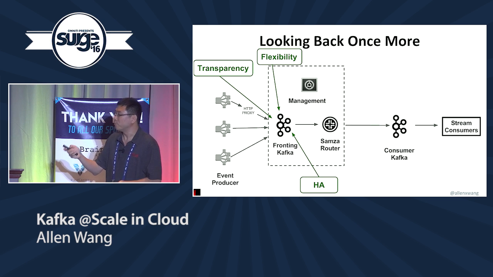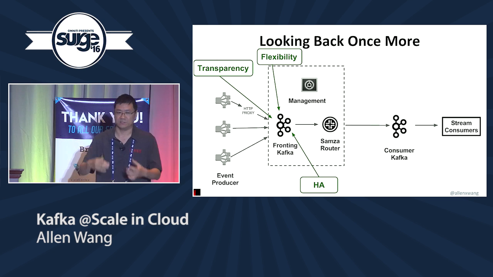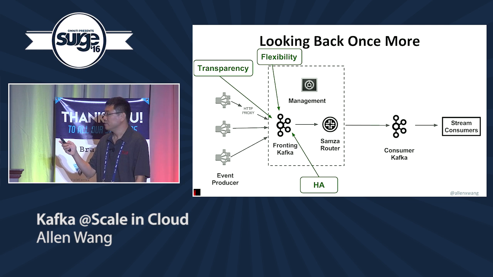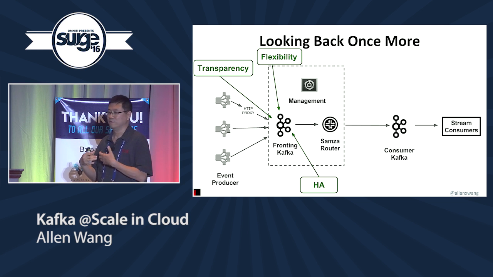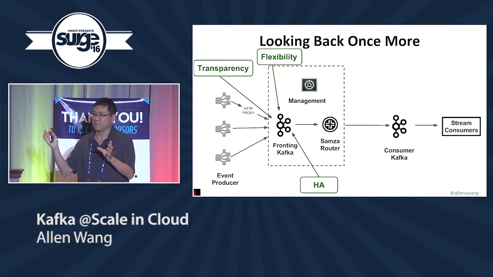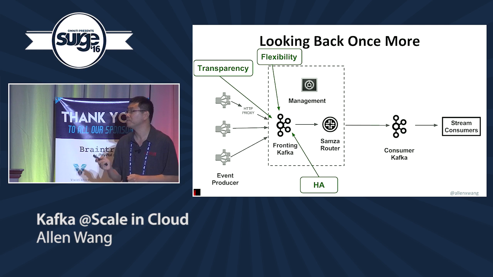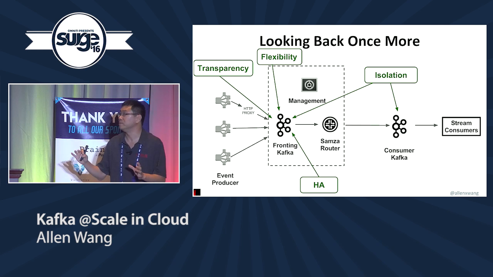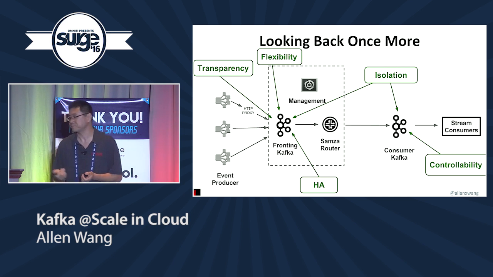Since the front-end Kafka cluster is only responsible for getting the events from the producers, and the consumer Kafka cluster is only responsible for delivering the events to the consumers, we can optimize each set of clusters differently to fulfill their purposes. And this isolation also improves our stability and controllability of the whole system.